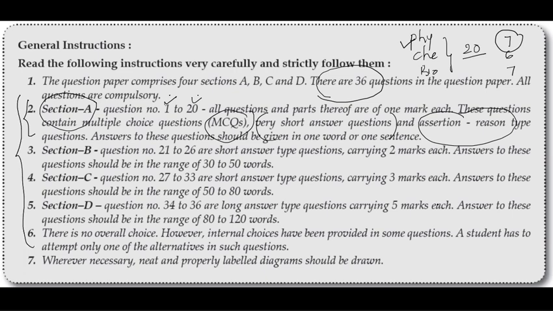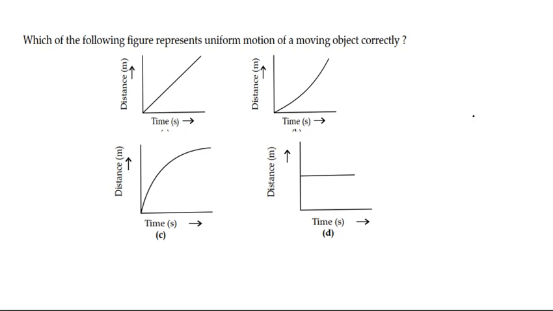Now we'll go quickly through some questions picked up from a sample question paper. And here is the first question. Please remember that these questions are from question number 1 to question number 20, so they carry 1 mark each. I'll read the question now. Which of the following figures represents uniform motion of a moving object correctly?